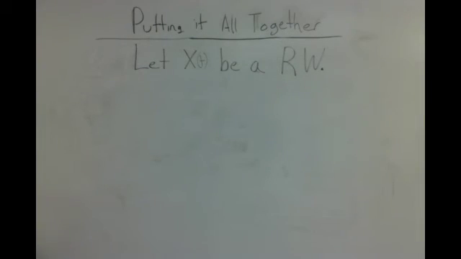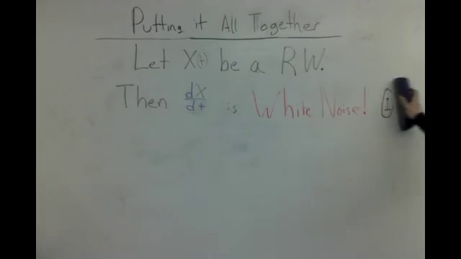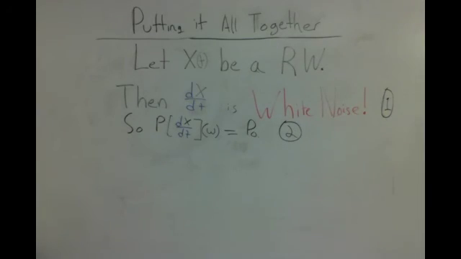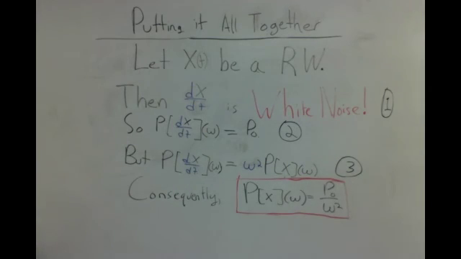We're ready to put the entire argument back together. If x is our random walk, then we know that the derivative of x must be white noise. But as we discussed, the power spectrum of white noise is constant. Lastly, we discussed a convenient relationship between the power spectrum of a function and the power spectrum of its derivative. Combining these three facts yields our desired result. Now that wasn't so bad after all.